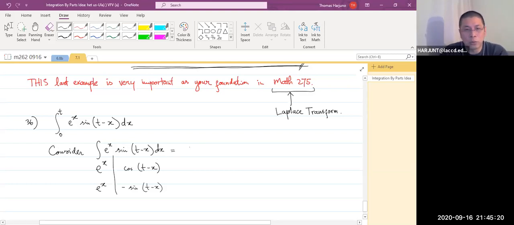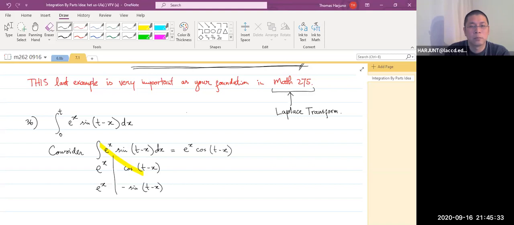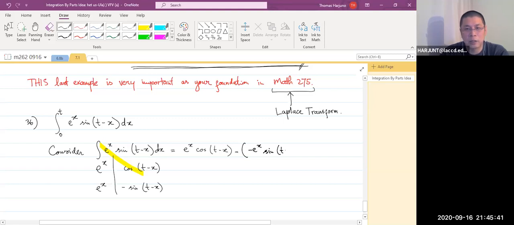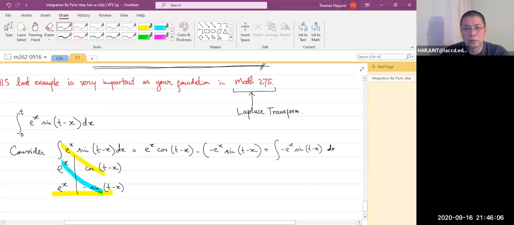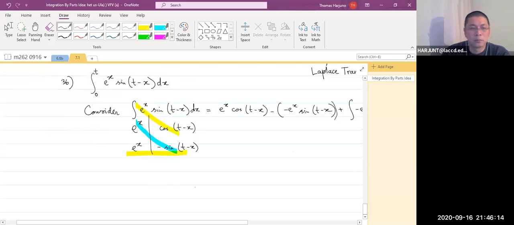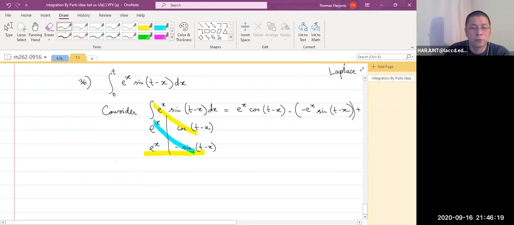So this is equal to e to the x cosine (t minus x), this product here, minus the integral of negative e to the x sine (t minus x) dx. Let me move it here.